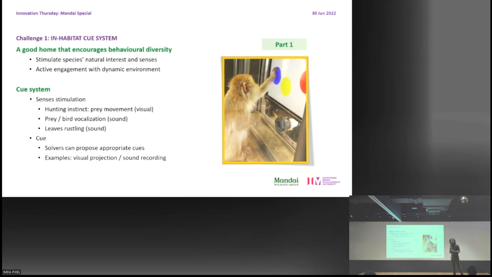And of course, other cues can also come from the environment themselves. For example, leaves rustling, rain falling. All of this information is very stimulating for the animals and will elicit a specific set of behaviors. So just to wrap up about how cue systems are useful, the solvers could start thinking to propose appropriate cues for appropriate species. Some examples might be visual projections, sound recordings.